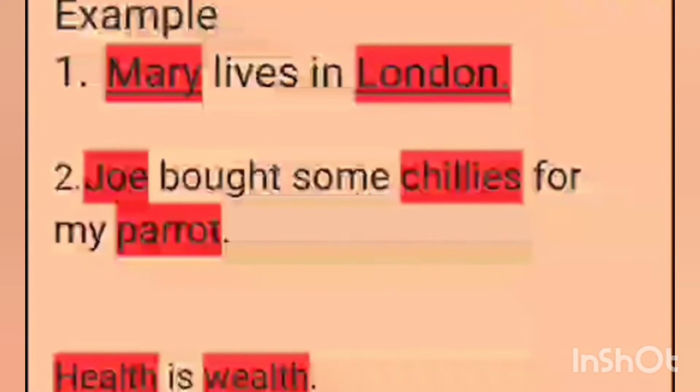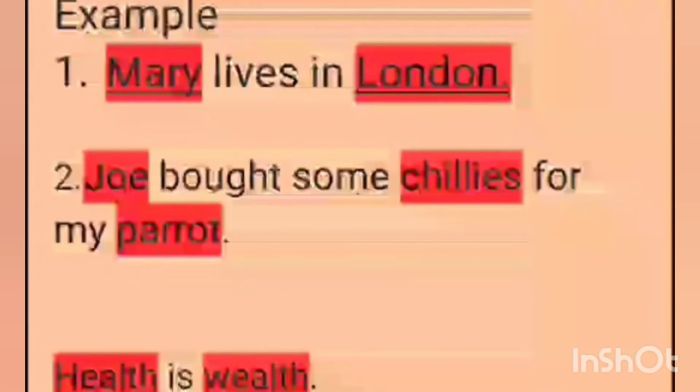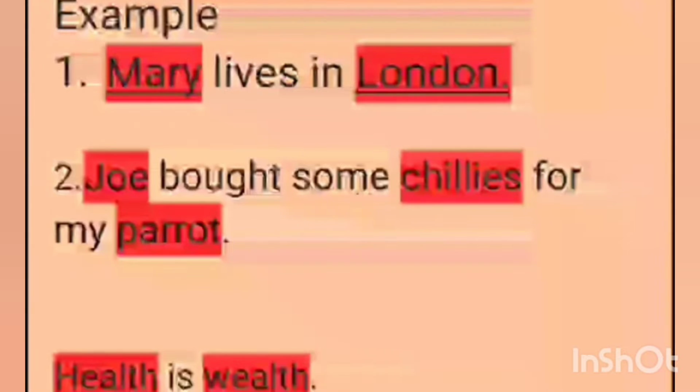Now the second one, Joy bought some chilies for my parrot. The first one is the name of a person, so Joy is a noun. Chilies is the name of a thing, that is also a noun, and parrot, it's a bird, that is also a noun. Our last example, health is wealth. Here health and wealth can be considered as concepts or ideas, and they are also nouns.